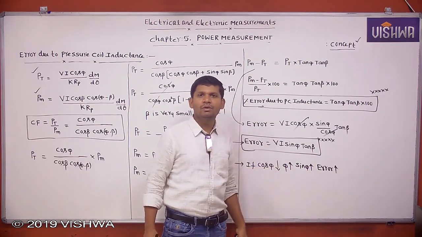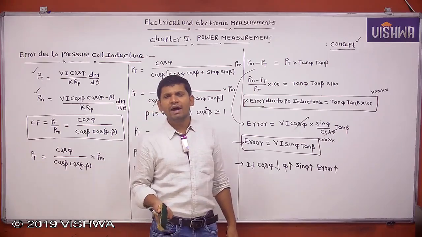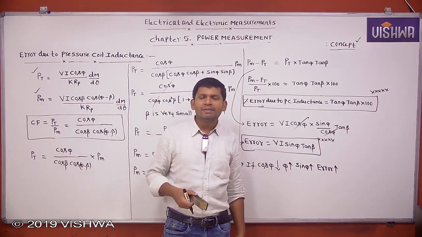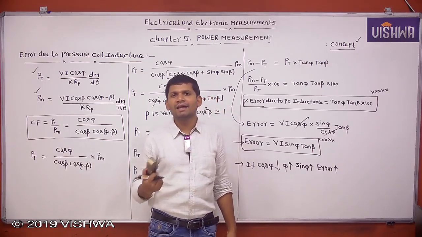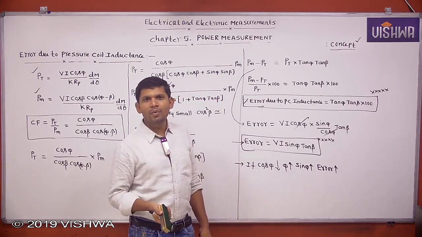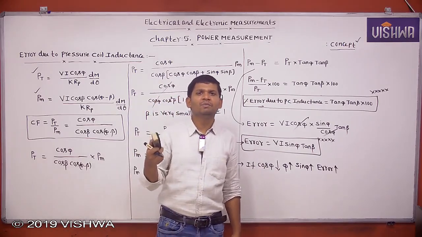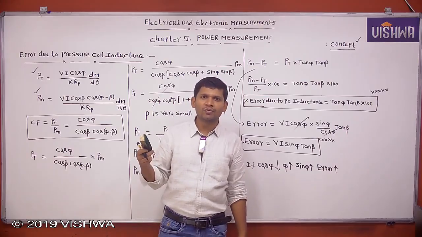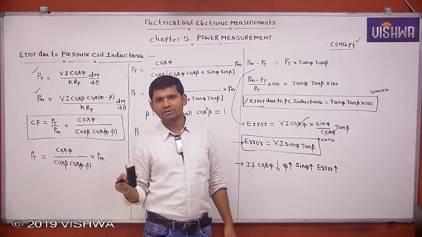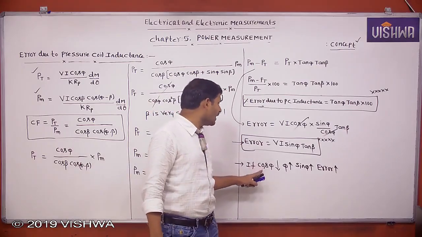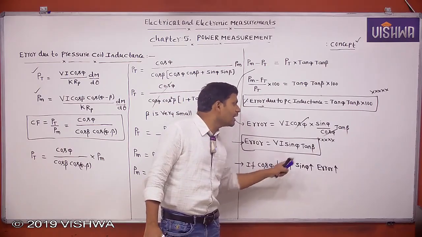For example, the same wattmeter we are using at 0.8 power factor lagging and at 0.2 power factor lagging. Then at what power factor is error large? At 0.2 power factor lagging, error is large. Similarly at 0.8 leading and 0.2 leading power factor, error is large at 0.2 leading. That's why at low power factor error is large. If you use the wattmeter at low power factor, error is large.